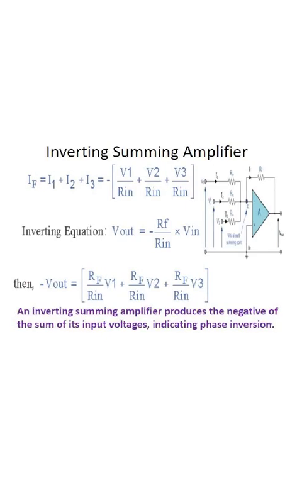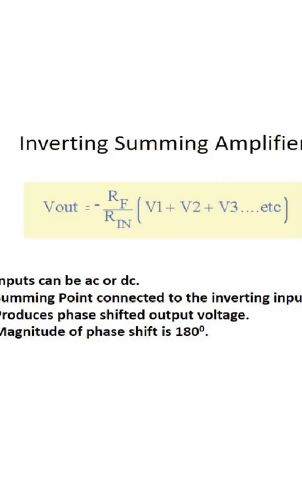You can see the diagram here. Inverting summing amplifier. IF is equal to I1 plus I2 plus I3. That is given by, as it is inverting, minus of V1 by R1 plus V2 by R2 plus V3 by R3. The inverting equation is given by Vout is equal to minus Rf by Rin into Vin. So the inverting summing amplifier produces the negative of the sum of its inputs, indicating phase inversion.